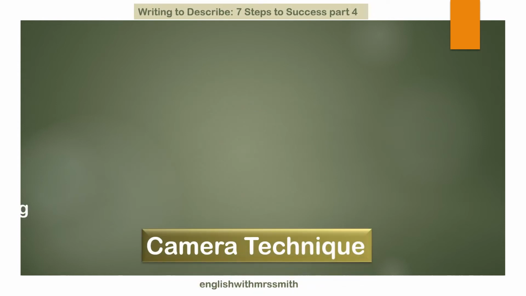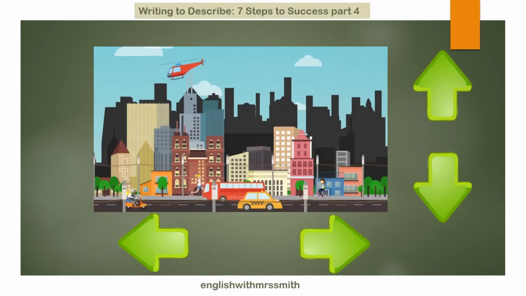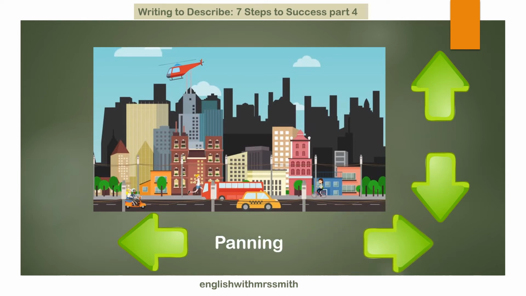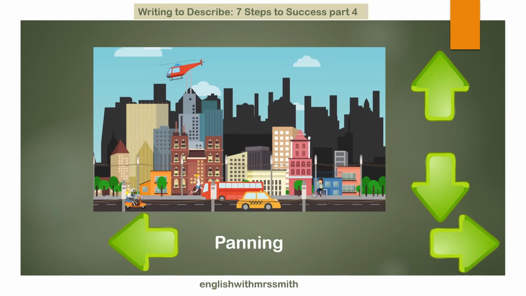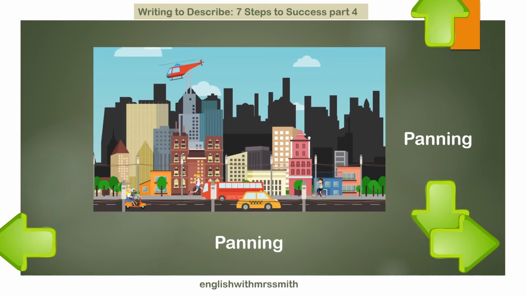An alternative camera technique that we can apply to sequence and organise our descriptive writing is known as panning, or shifting the focus. When a camera is used to pan across a scene, it moves gently from left to right or from right to left. Alternatively, panning may shift our focus from the bottom towards the top, or the top down to the bottom.